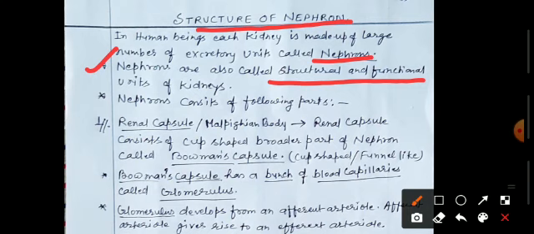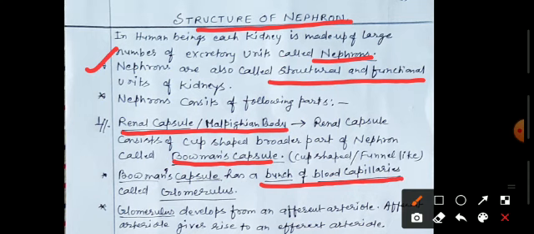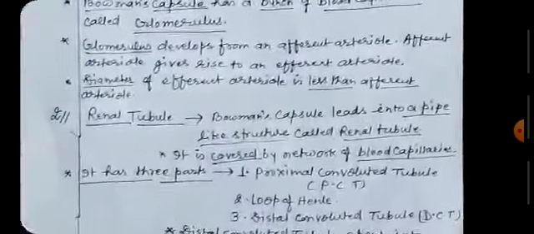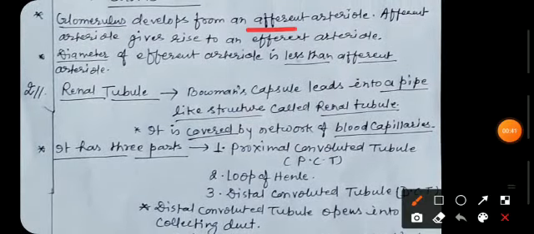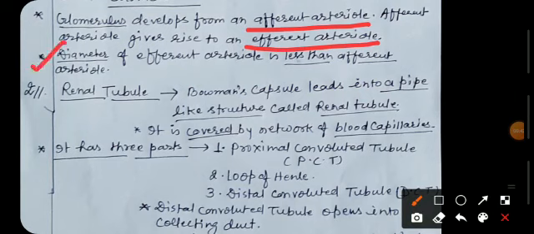Nephron consists of following parts, which are the renal capsule or the Malpighian body, and second part is the renal tubule. Renal capsule consists of cup-shaped broader part of nephron, which is Bowman's capsule, that is a funnel-like structure. Bowman's capsule has a bunch of blood capillaries, which is glomerulus. Glomerulus develops from an afferent arteriole. This afferent arteriole further gives rise to an efferent arteriole. Diameter of efferent arteriole is less than afferent arteriole.